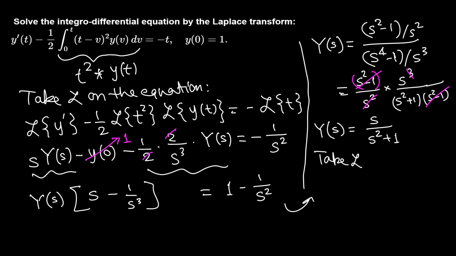Now we take the inverse Laplace on both sides. Then we get the inverse Laplace of uppercase Y, which is just lowercase y as a function of t, is equal to, and looking at the table, this is the Laplace of cosine t. So the inverse Laplace of s over s squared plus 1 is just cosine t. Okay, final.